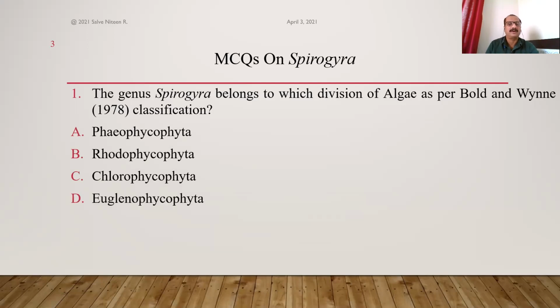Phaeophyta, Rhodophycophyta, Chlorophycophyta, Euglenophycophyta. As we have studied, Bold and Wynne have used the word phyco, which means algae, before phyta. So these are equivalent to Phaeophyta, that is brown algae, Rhodophyta, red algae, Chlorophyta, green algae, and Euglenophyta, that is flagellated algae. And we know Spirogyra is a member of Chlorophyta, green algae. So here the answer will be option C. That is the correct option.